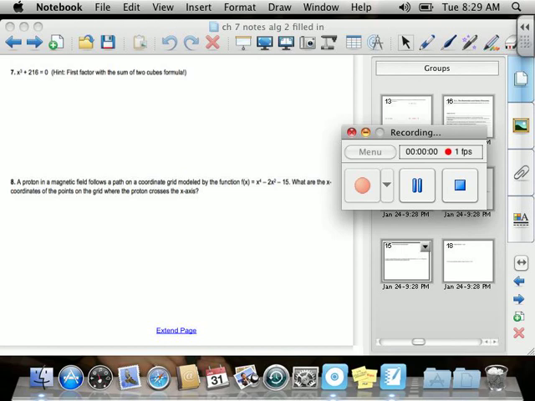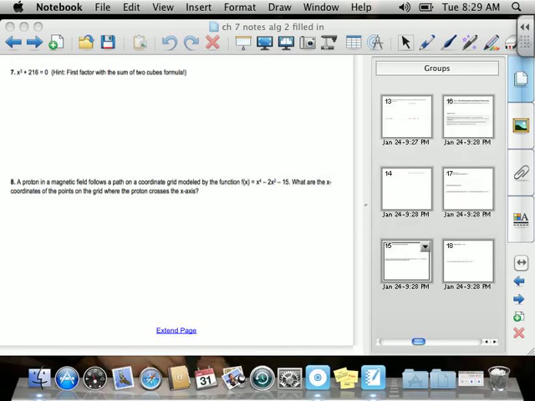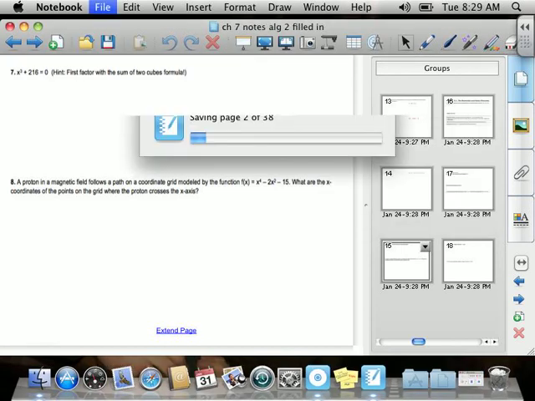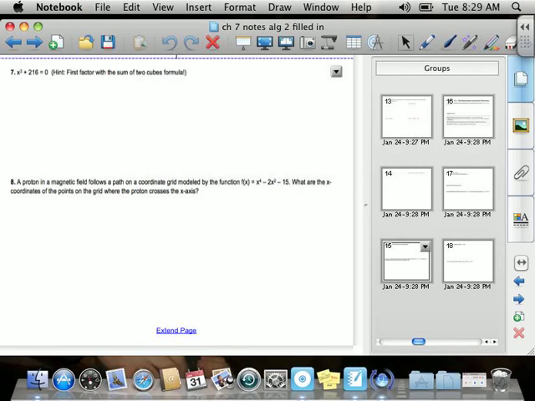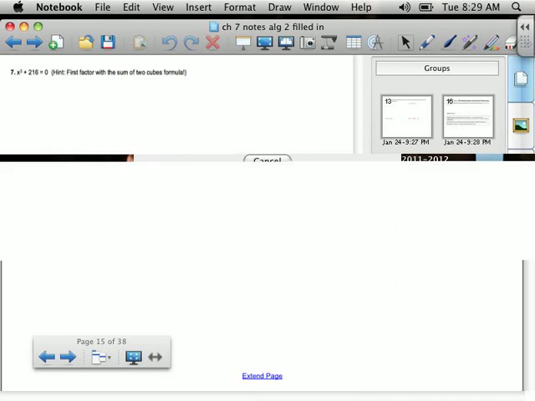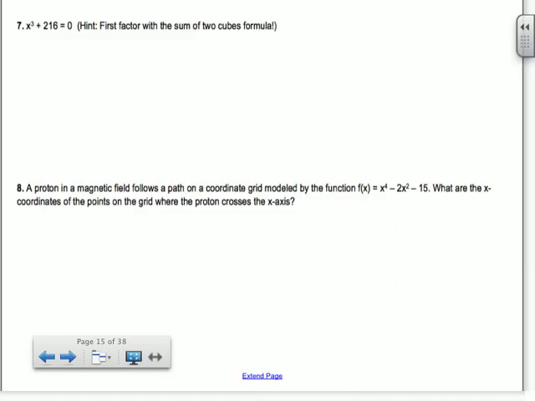Two more examples from 7.3. So number 7 says x cubed plus 216 equals 0. And I give you a hint: I want you to factor with the sum of cubes first. Okay, so if you remember, we're doing the quadratic substitution. So we're going to see what happens first.